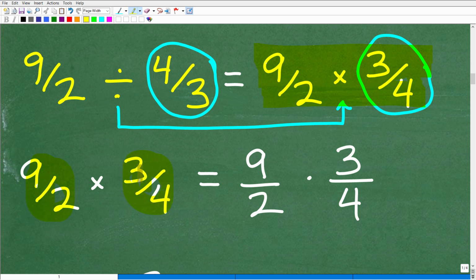Now, I want you to notice that I've been writing my fractions with this angled fraction bar. Typically, I don't write fractions this way, but a lot of people do. There's nothing wrong with writing your fractions with this angled fraction bar, just as long as you know that you can write the same problem this way. So 9 halves. Now here I'm using a horizontal straight fraction bar.